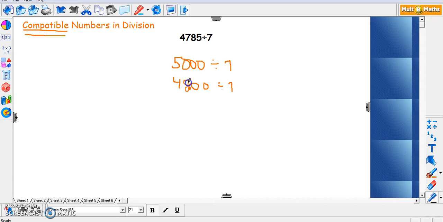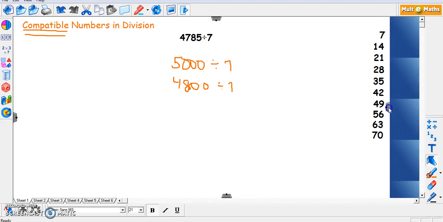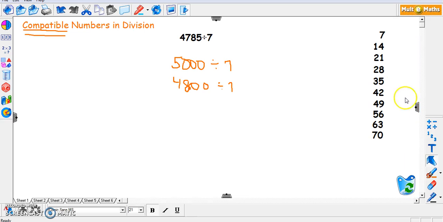I also shared with teachers that compatible can mean close to, but really in its truest form, it just means numbers that are easier to work with from a mental math standpoint. So I'm going to have my students list the multiples based on their divisor, 7, and then we're going to ask ourselves, do we see the number 4 in my list here? No, which means I cannot get 7 groups out of 4. But do I see the number 47 in my list here? I do not. However, I do see a number that is close to 47, and that's 49.